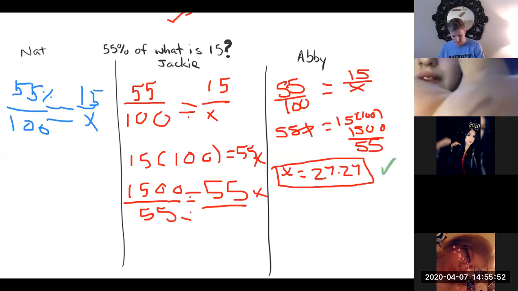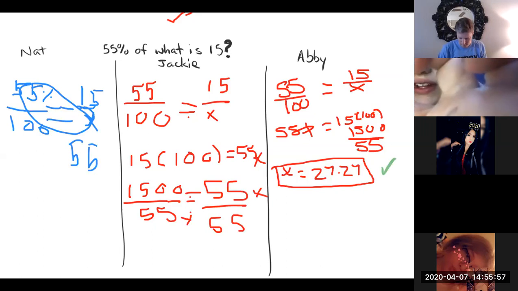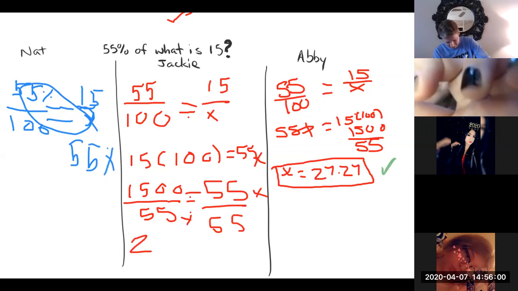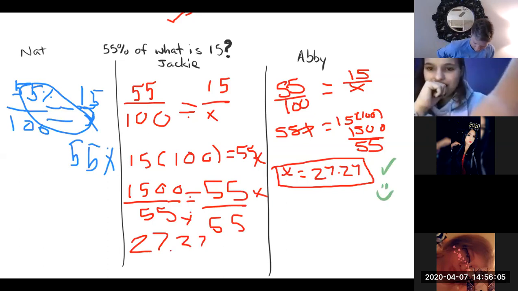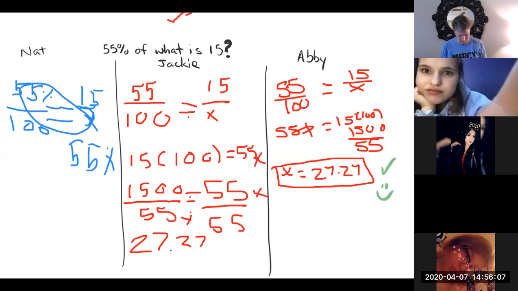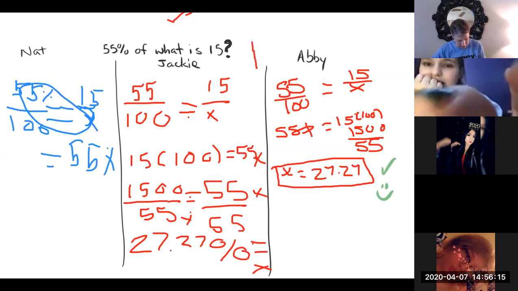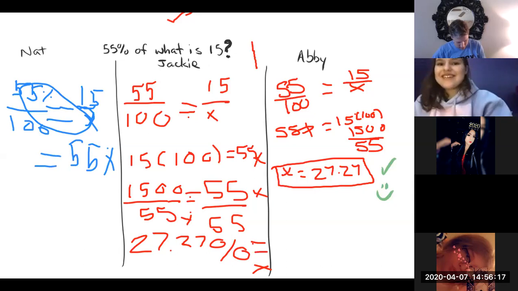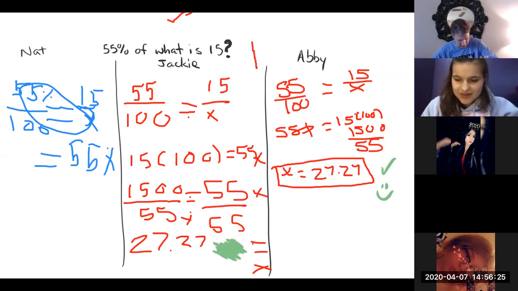Okay, so that's 55x, 7, equals x. Okay, I'm finished. The only thing I would change, Jackie, is you do not need a percent sign because we're not finding a percentage in this problem. We're just finding a number. But you got it right. You got it right as well. Yay.